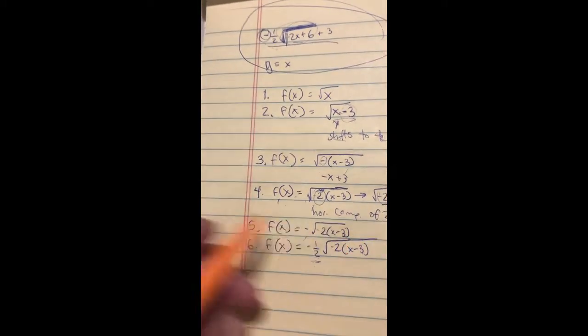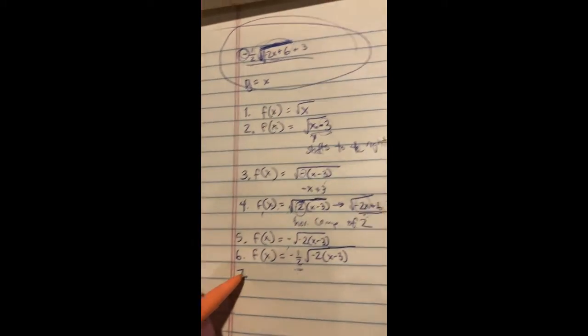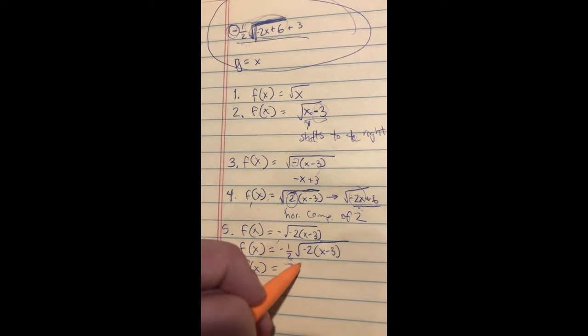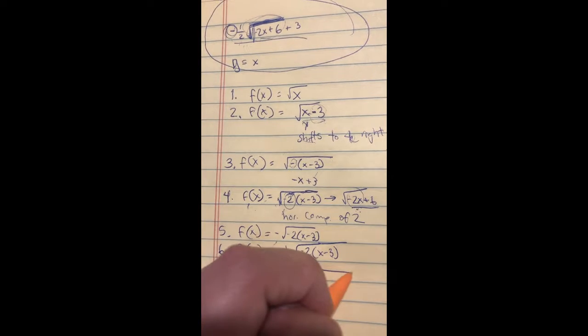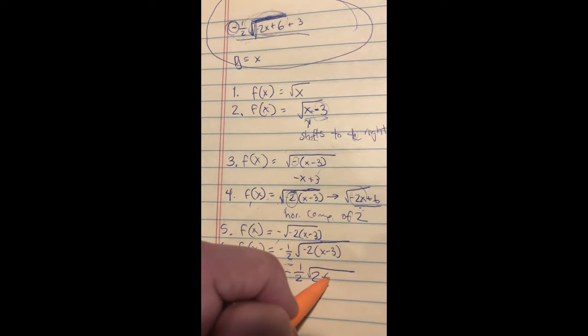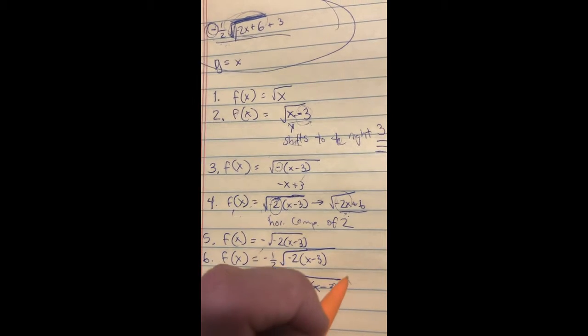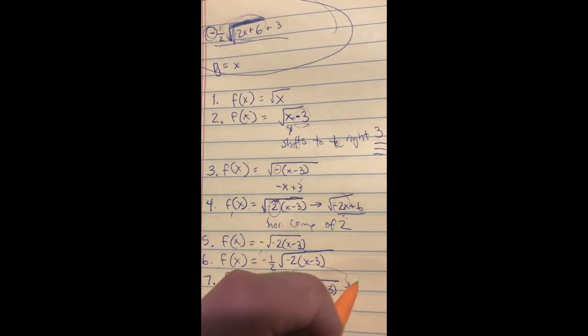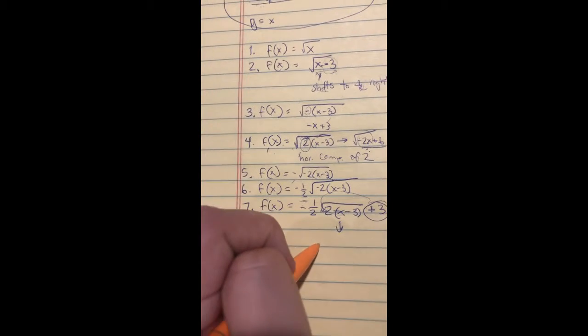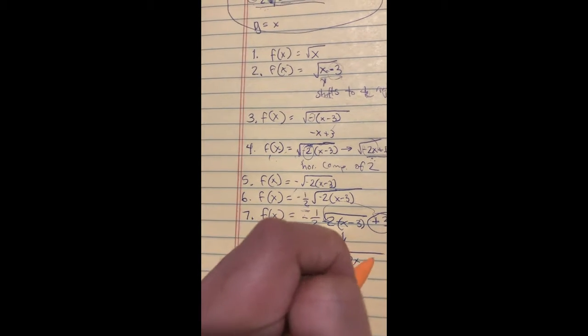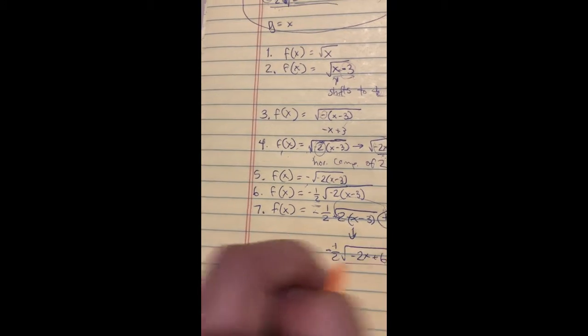And then, our final step, we're shifting everything up by 3. Now, since we know that when you're changing the y coordinate, everything's normal, we do that, 2 times negative 2 times x minus 3. And now outside of the radical, we do plus 3. And when you distribute everything, you get negative 1/2 square root negative 2x plus 6 plus 3.